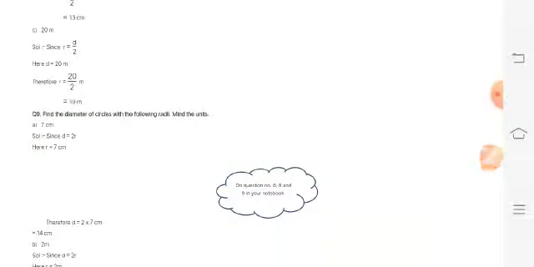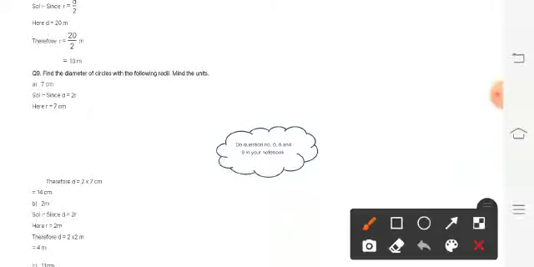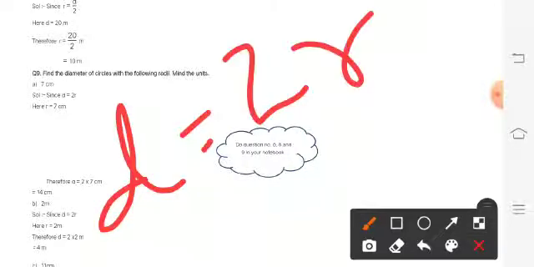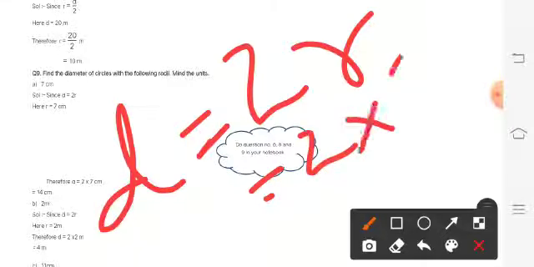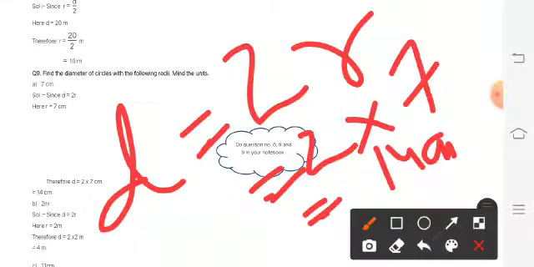Then we have question number 9. Here the radius has been given and the diameter is to be found, and of course that will be found by the relation diameter is equal to twice the radius. That means whatever radius you have been given, you have to multiply it by 2. Say in part A, you will multiply 7 by 2 and you will get the diameter as 14 centimeters.